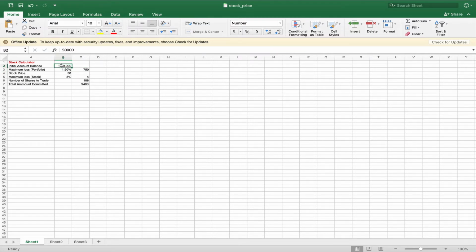Again, this is adjustable. So let's assume you take 70,000, and you want to take no more than 1% on your stock price. Then you're going to take 700 as your maximum risk, and let's assume that this is a $30 stock. So an 8% loss is almost $2.50, and the number of shares you would trade is 292, and the total dollar amount you would commit is 8,760.